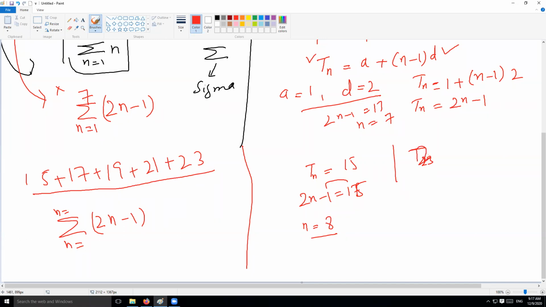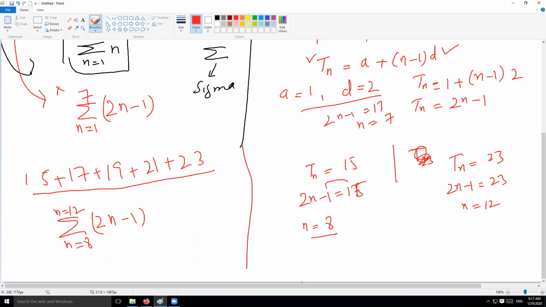And what is the 23rd term? Again, you're going to compute 2n minus 1 equal to 23. Therefore n must be what? Send 1 to the other side, so you're going to have 24 divided by 2. So you're going to get 12. So the sum goes from 8 to 12.